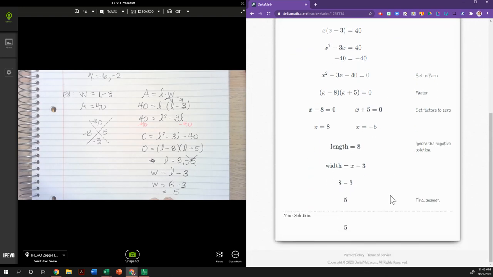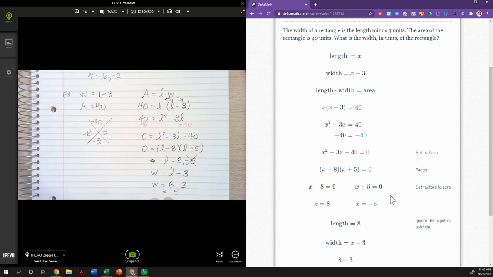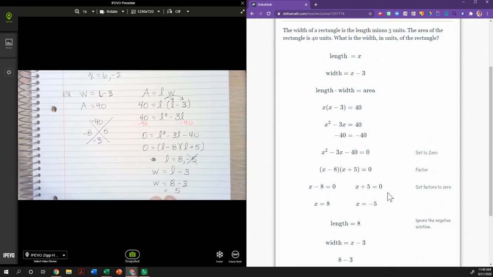Okay, and notice that he used x's. And that's perfectly okay. You can use whatever variable you would like if you'd like to use x.